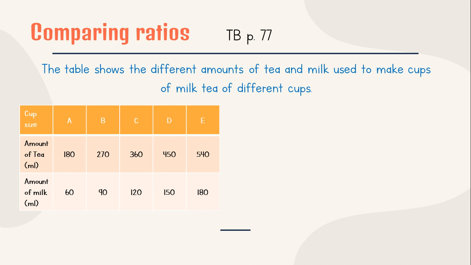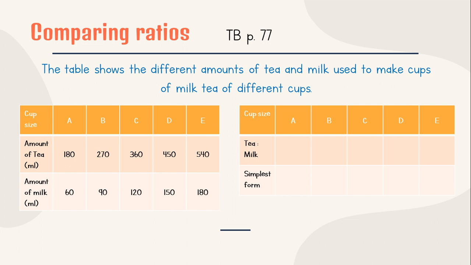Of course, but the ratio will be in each cup. So the ratio is not 180 compared to 270. No, the ratio will be tea to milk. Let's check it out. For cup A it will be 180 to 60. Kind of easy? Yes, because this is an introduction of ratio. Then cup B, which is 270 to 90, and C, D, and E.